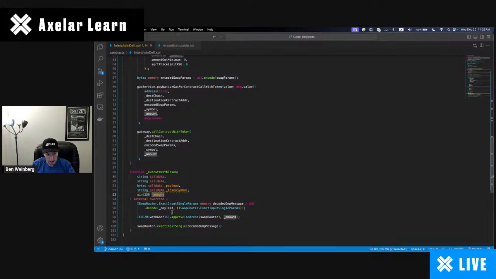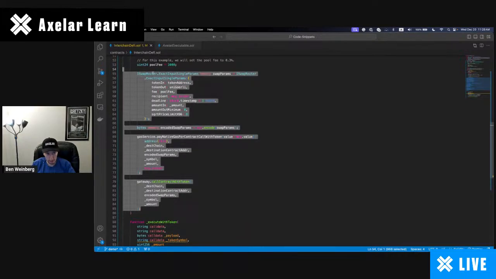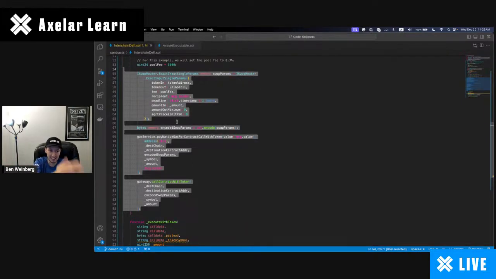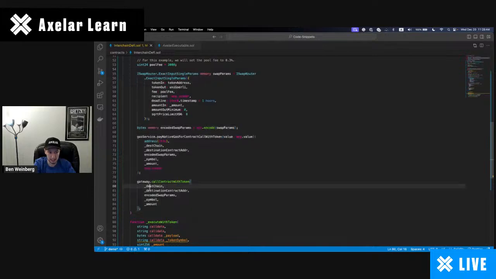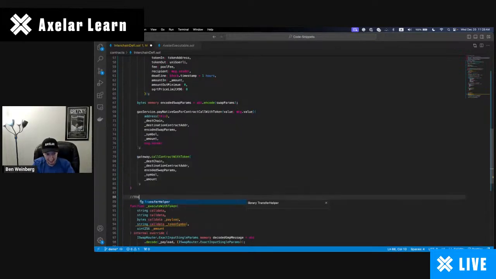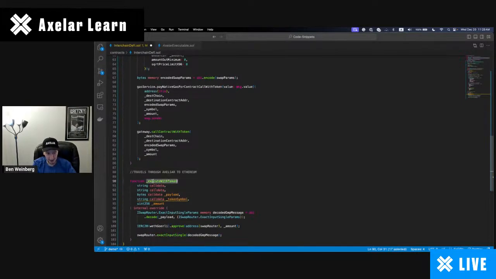And that is it. At this point, I've gone over this function several times, but we send in a GMP message from Uniswap. It gets received from our contract, which is compatible with Uniswap. So this message is now sent from Polygon, travels through Axelar to Ethereum, and then on Ethereum, this function will get executed automatically.